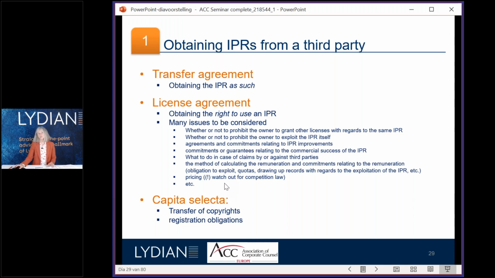And of course, there is also an issue with regard to pricing, because you want to have revenue out of the license, or you want to minimize this, whether you will have a suggested price. There you have to be careful about all the competition aspects of your contract.